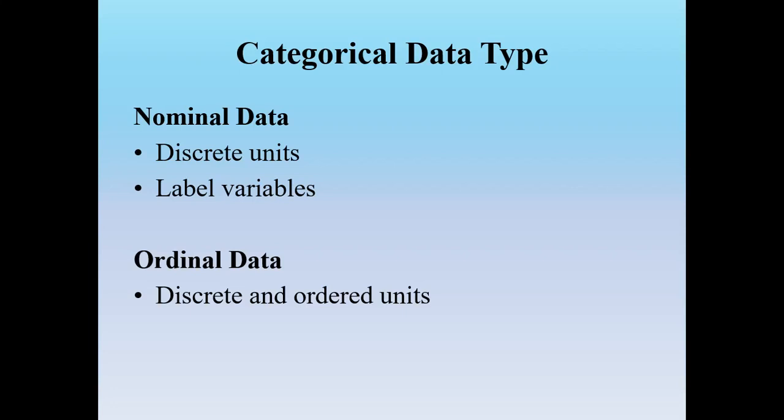Ordinal data represents discrete and ordered units. For example, what is your educational background? This is the question, and you have 4 options. First option is elementary, second option is high school, third option is undergraduate, and fourth option is graduate. But note that the difference between elementary and high school is different from the difference between high school and college. This is the main limitation of ordinal data.